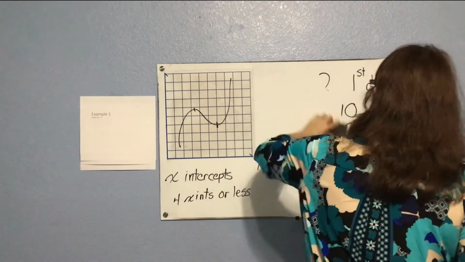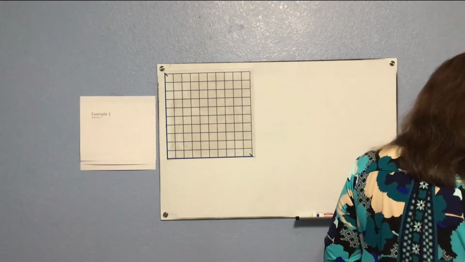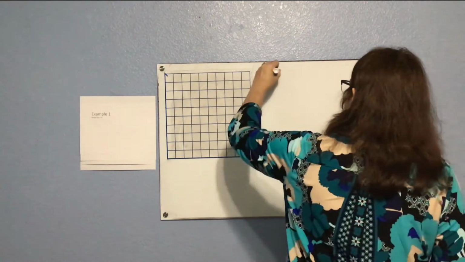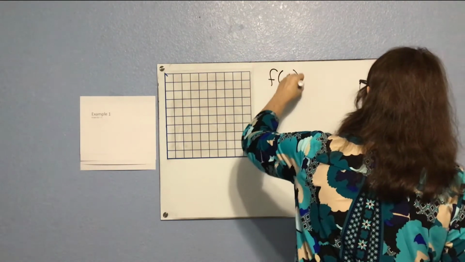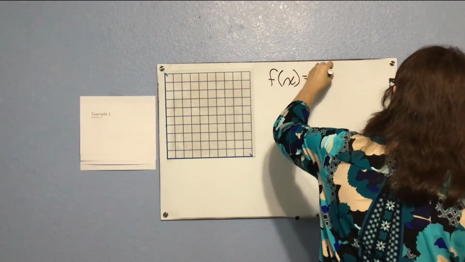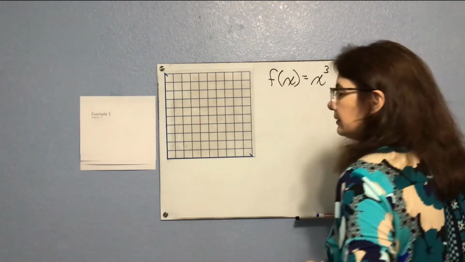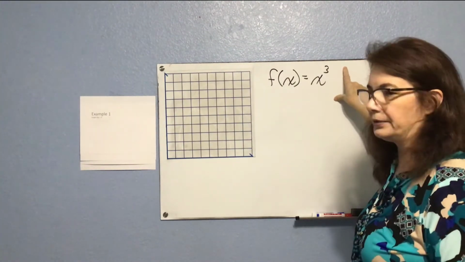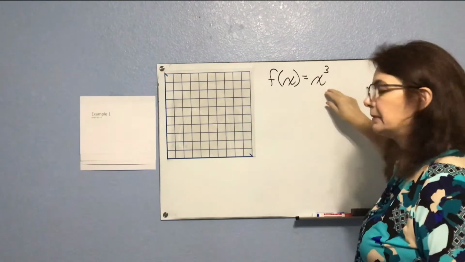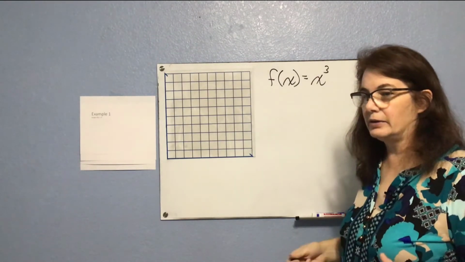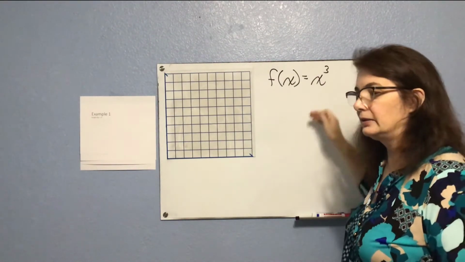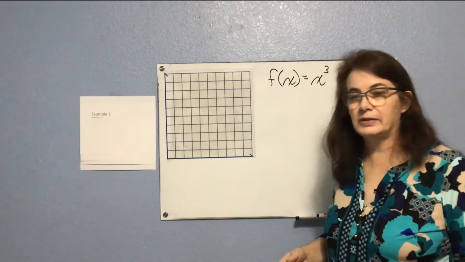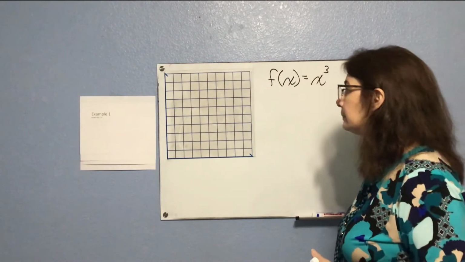Let's look at an example. We're going to start very simple with f of x equals x cubed. This is a third degree polynomial, and it's what we call the parent of all third degree polynomials. It's the simplest one we can get. There are no coefficients, no terms other than the cube term, so it's the parent function. Everything else we get by adding to this.